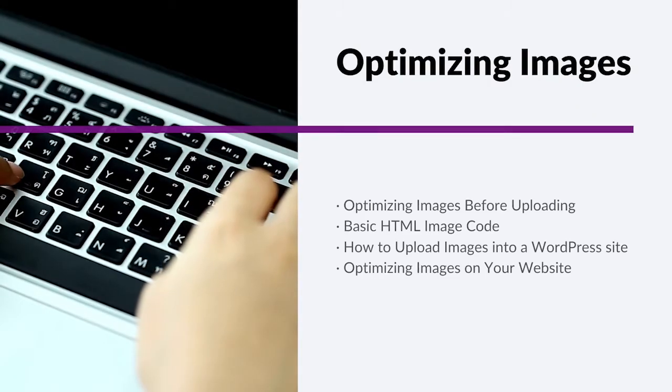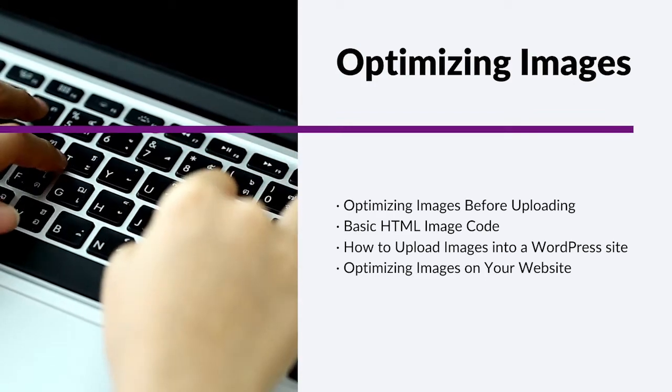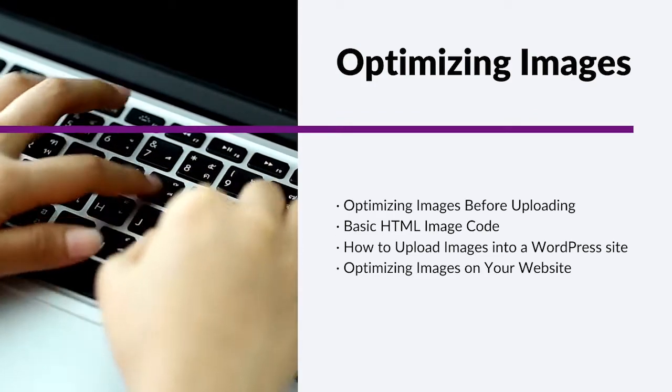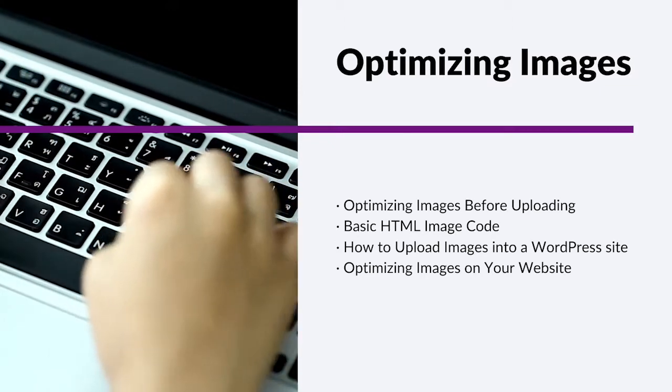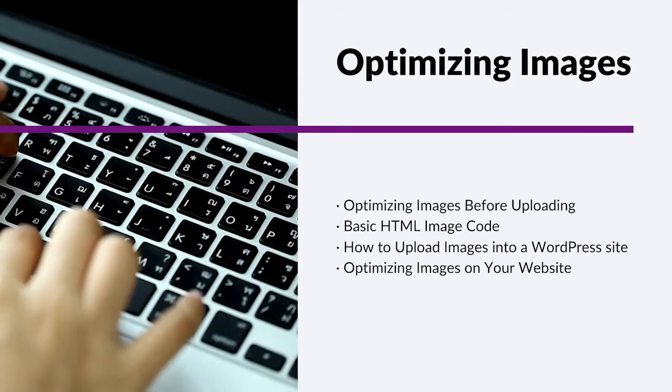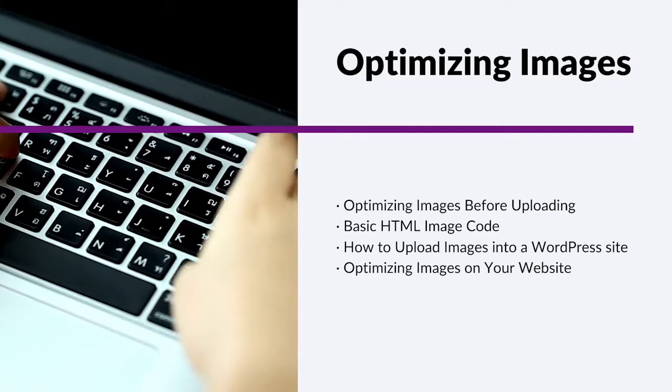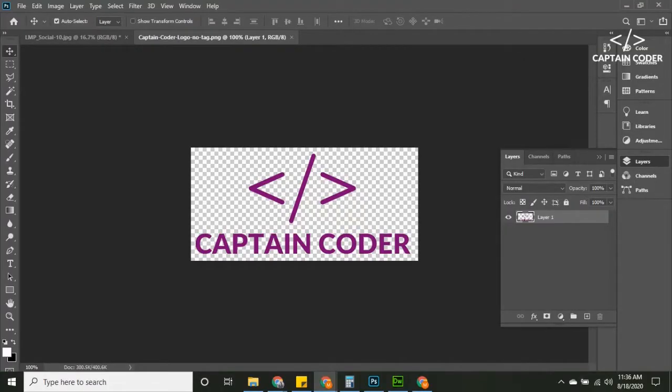Optimizing your images also means making a few adjustments so they can help you with your SEO and on-site accessibility too. Today we're going to talk about how to optimize your images before you even think about uploading them, basic image code in HTML, how to upload your images into a WordPress website, and how to optimize them once they're on your website. The first thing you'll need to decide when preparing an image for your website is what format it should be saved in.